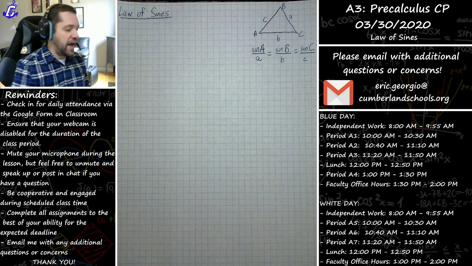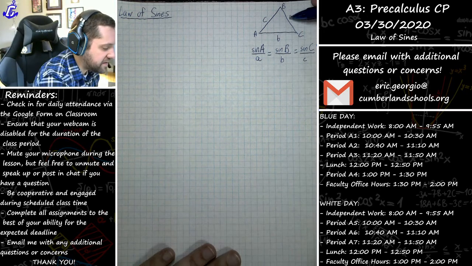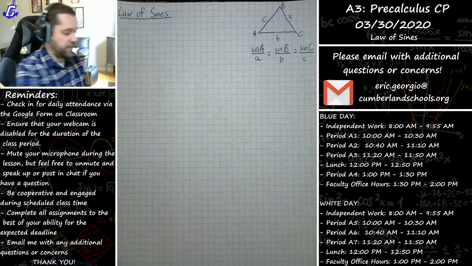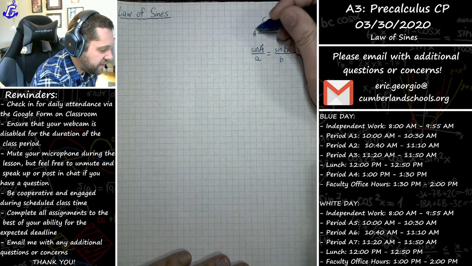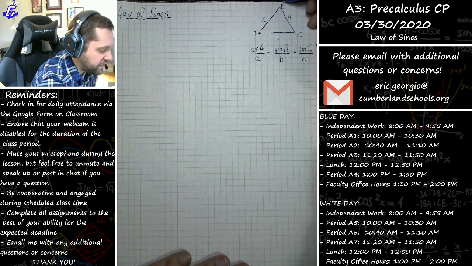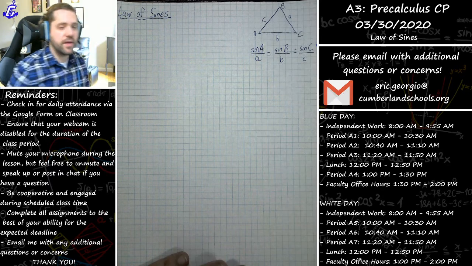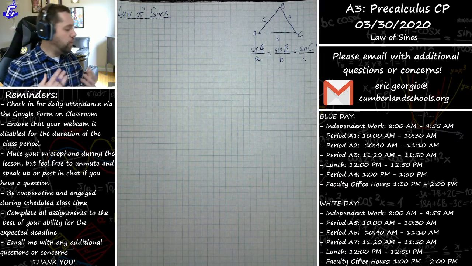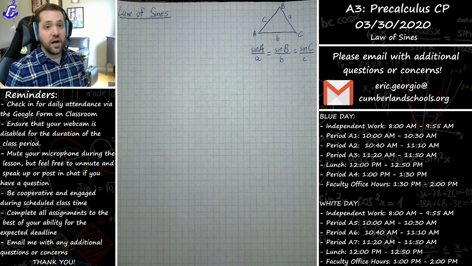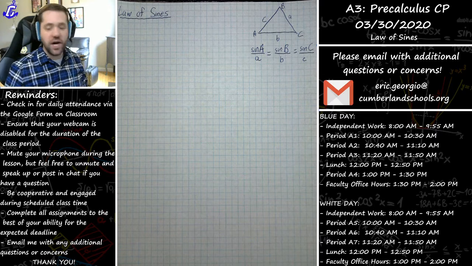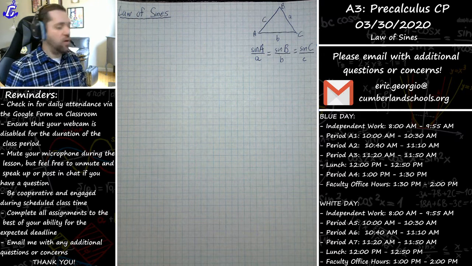In other words, the ratio of any side to the sine of its angle is equal to each other. These are all the same. This divided by this is the same as this divided by this, which is the same as this divided by this. Okay? So we can actually use that to solve for any missing angle or side of any triangle in the whole wide world.